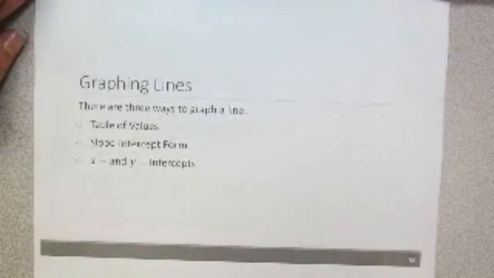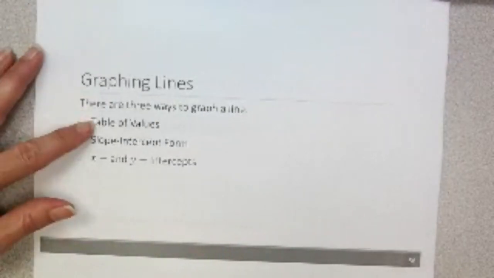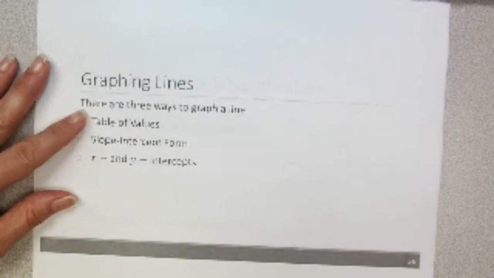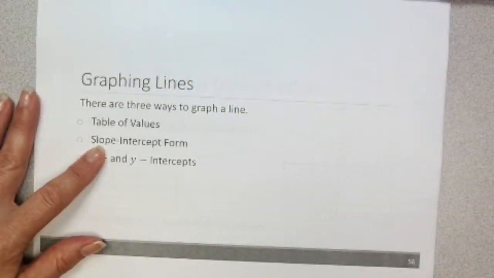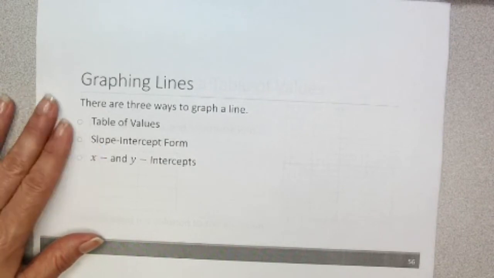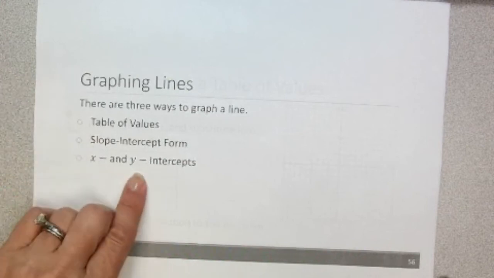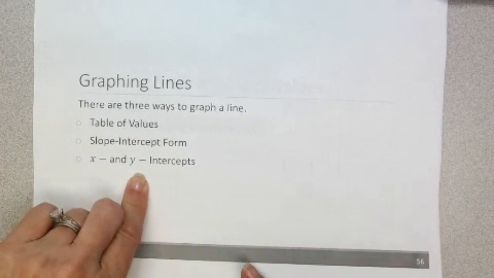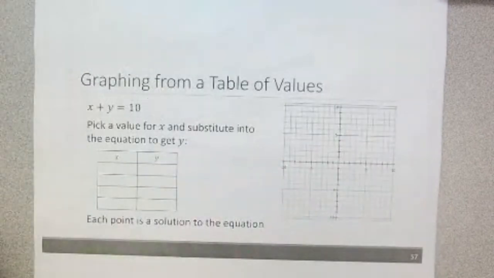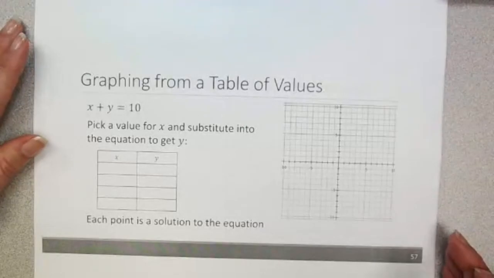We can generate a table of values and then connect the points. That will give us the line. We could look at the line in slope-intercept form and start with the y-intercept and then just count out rise over run with the slope. Or we could find the x- and y-intercepts and then connect those points. Because to graph a line, we really only need to know 2 points. Let's try with the first method, graphing from a table of values.